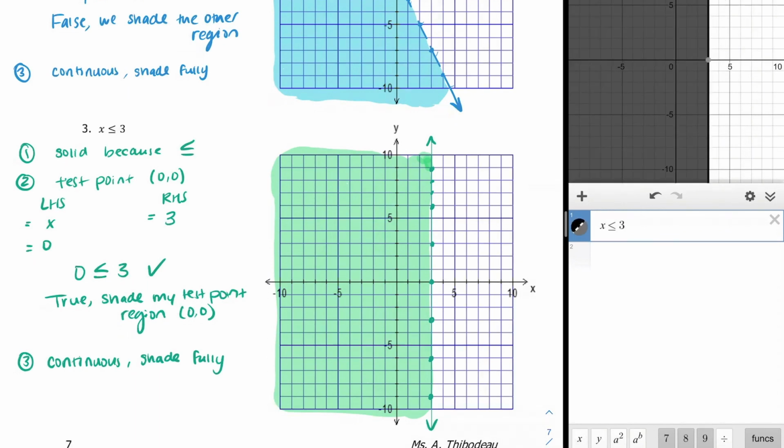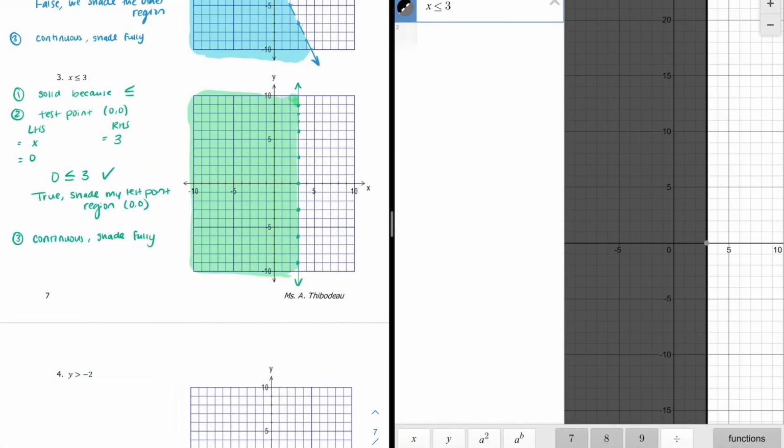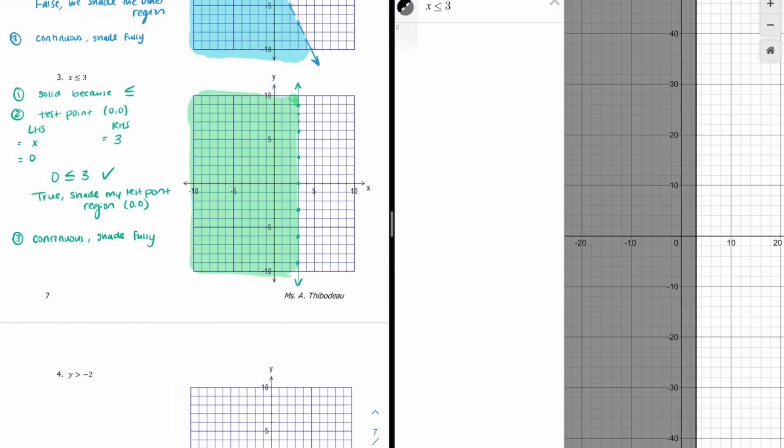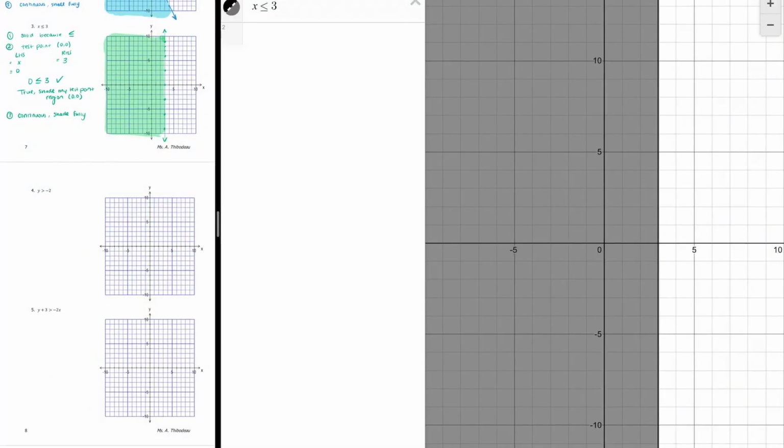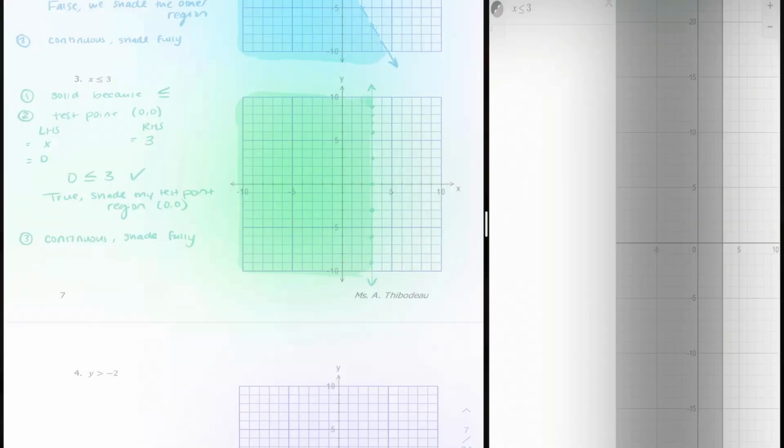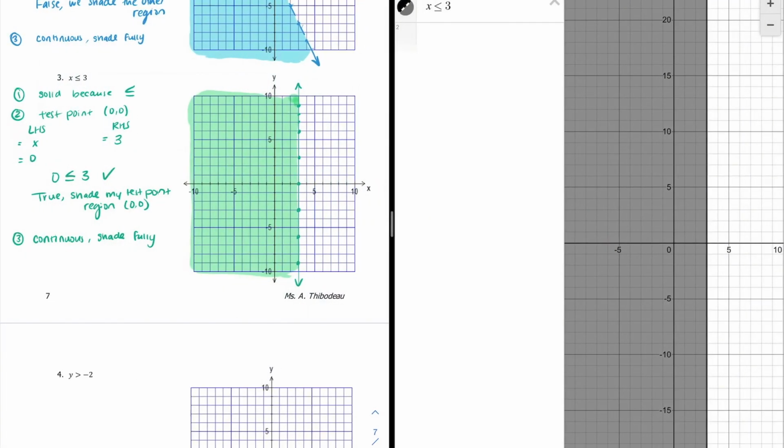Similarly, like we did before, we could plug this into Desmos to double check we're good. So we have x is less than or equal to positive 3. And there we have it. It looks just like we anticipated. We have that positive 3 there, and our values are shaded to our left. So our shaded area, again, represents our solution set.